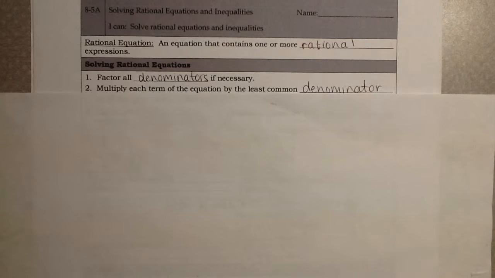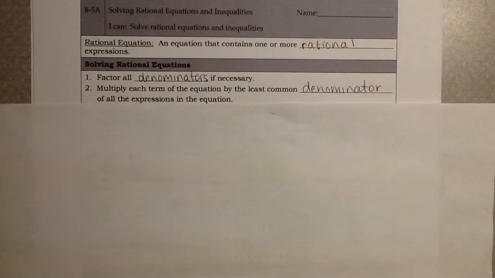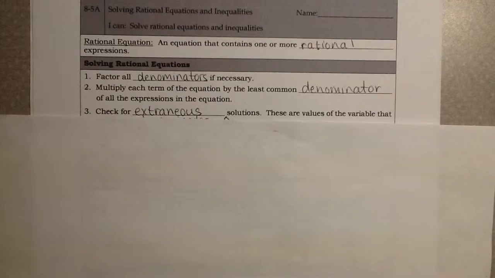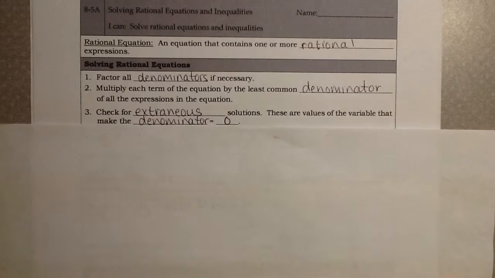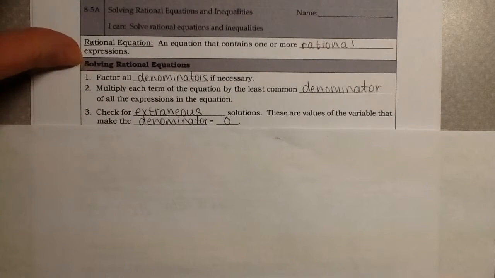The second thing you're going to do is multiply each term of the equation by the least common denominator of all the expressions in the equation. Then you want to make sure that you always check for extraneous solutions, and those are the values that make the denominator equal to 0.